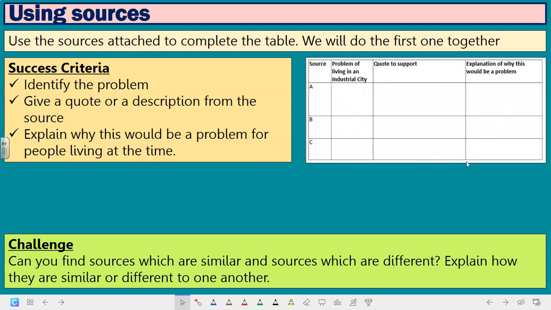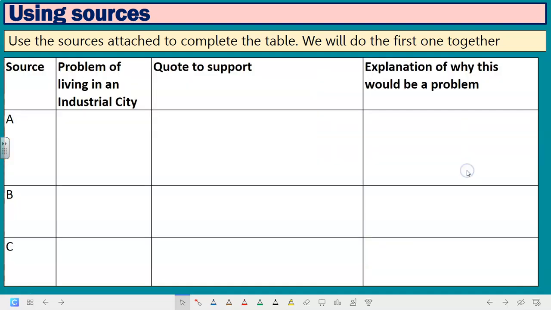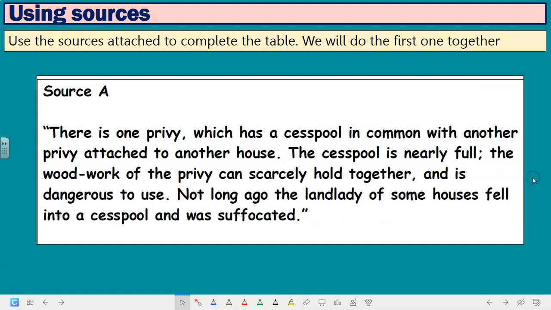You can either complete it on the Word document and send that in, or you can draw this table out. Now remember, if you are drawing a table, it needs to use a full page. So you're best to turn your page landscape and use the full page for your table. Let's have a look at some of these together then. So this is my table, but we're going to annotate the source together first of all.